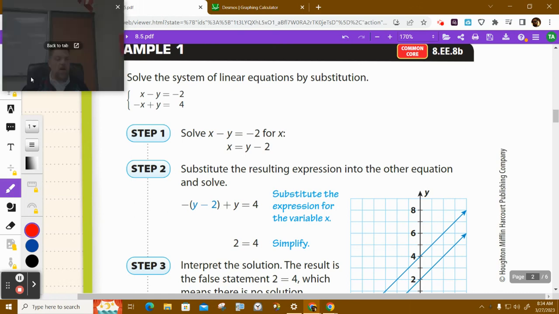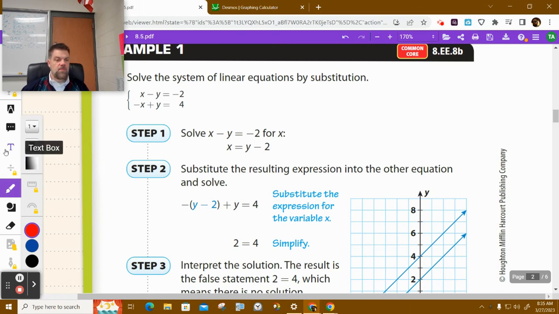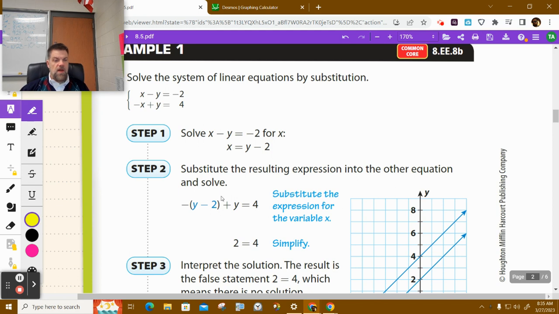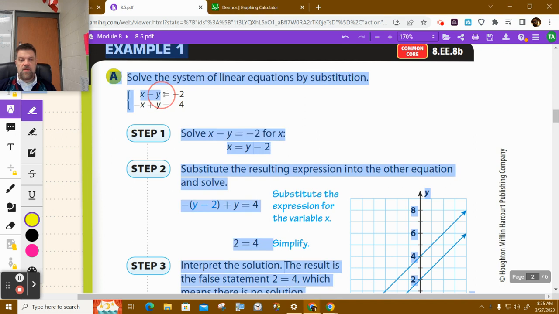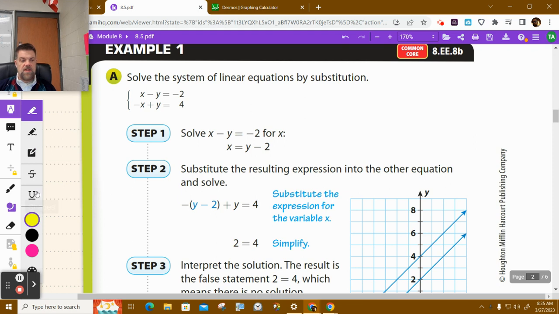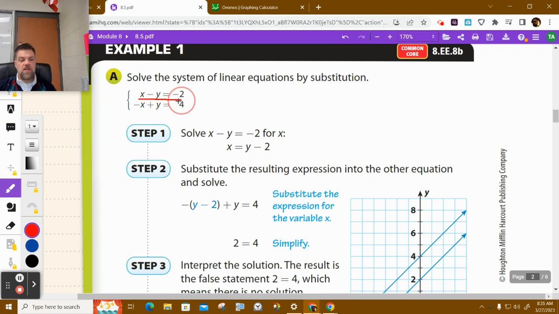All right, so for example number 1, we're asked to solve the system of linear equations by substitution. So here we have a system of linear equations. We have this equation, and then we have this equation, and we're going to solve it by substitution.